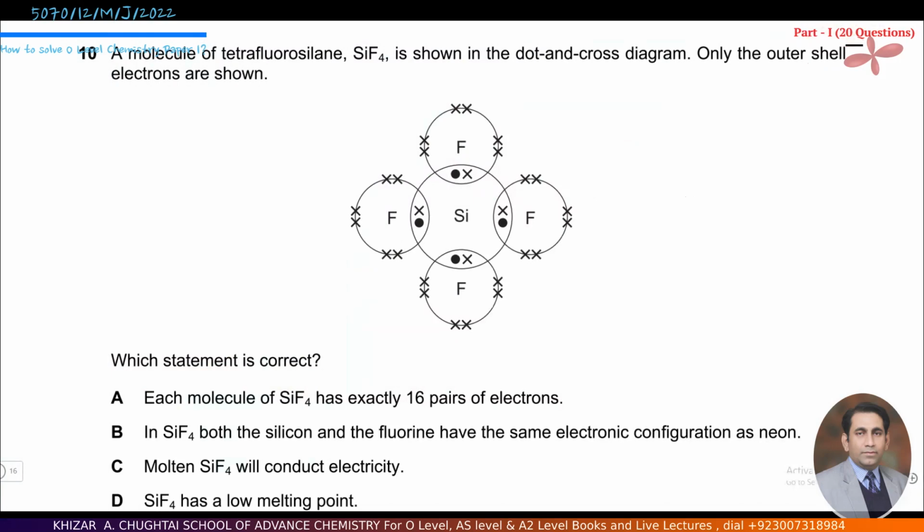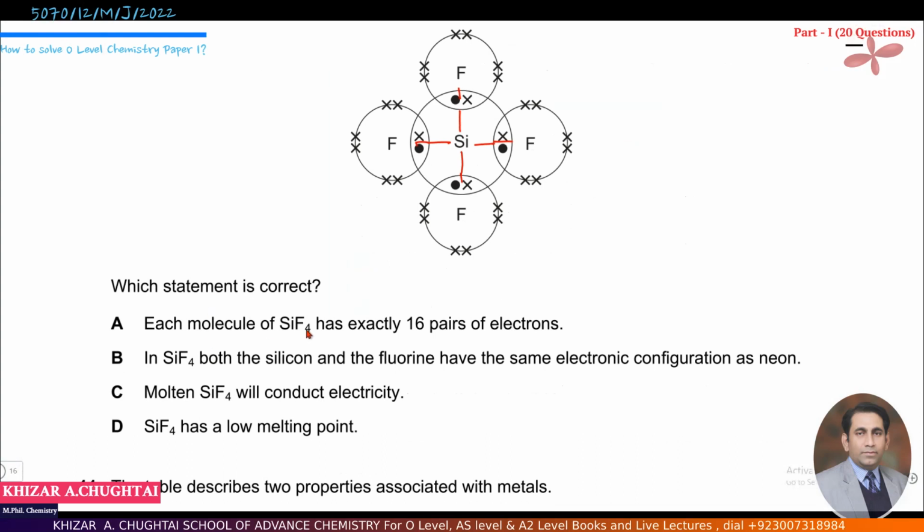Now come towards question number 10. A molecule of tetrafluorosilane, SiF4, is shown in a dot and cross diagram. Only the outer electrons are shown. In SiF4, silicon is making four bonds and each F is sharing one electron, I mean, it's making one bond. Which statement is correct? Now come to the options.